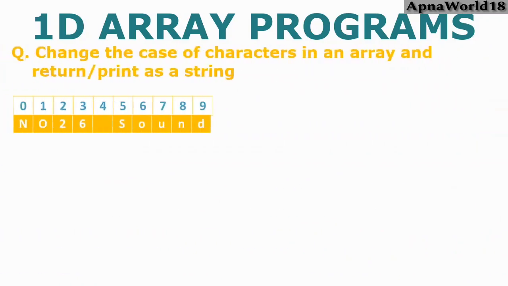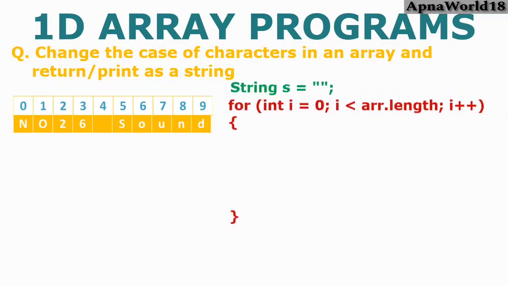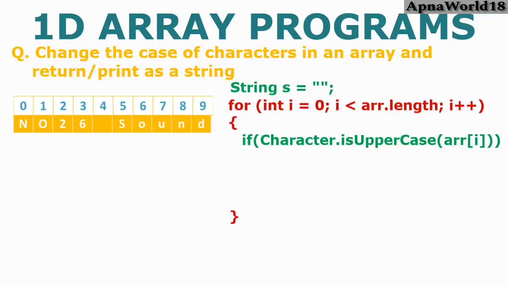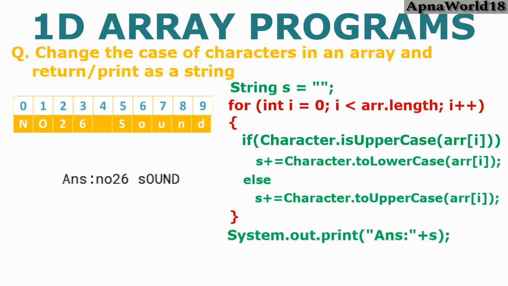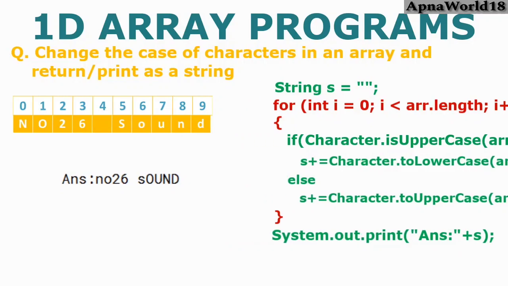Or the program could also be to change the case and then print it as a new string. In that case, we will again first declare a new string and take our traversal program. In that we will add an if condition to check if the character is uppercase. If yes, we will concatenate the lowercase character, else we will concatenate the character converted to uppercase. Once we finish the traversal, we print the answer. This will give us the program to reverse the case.